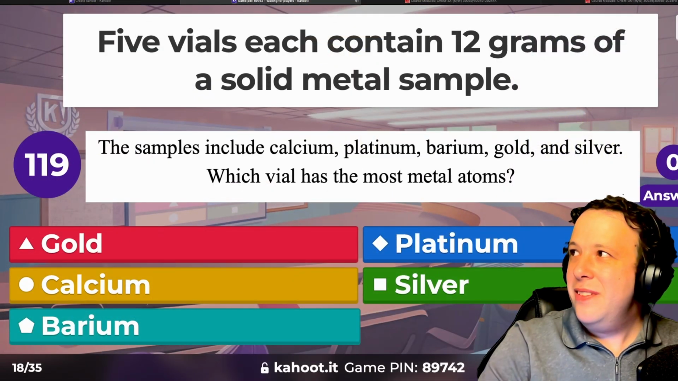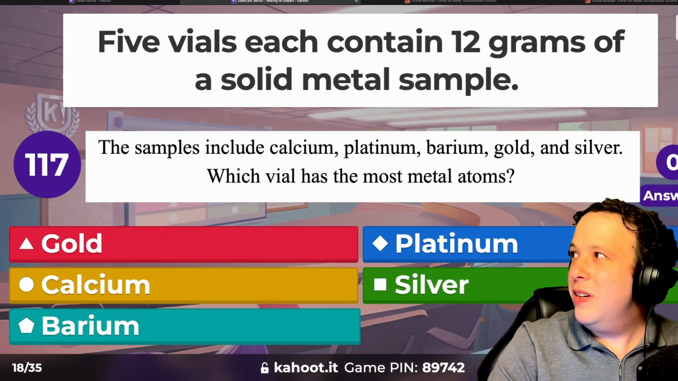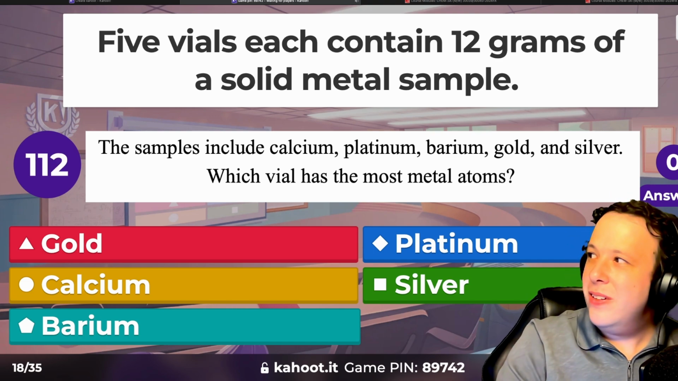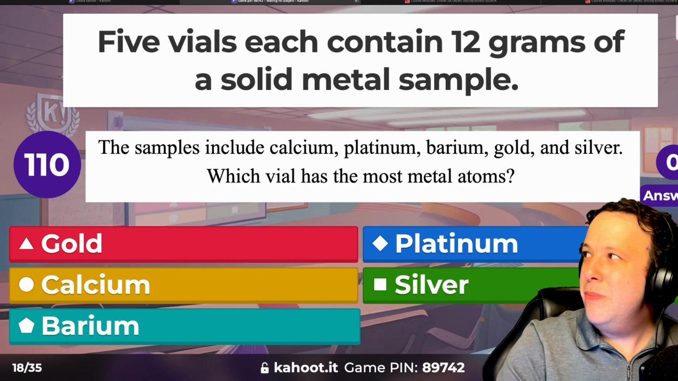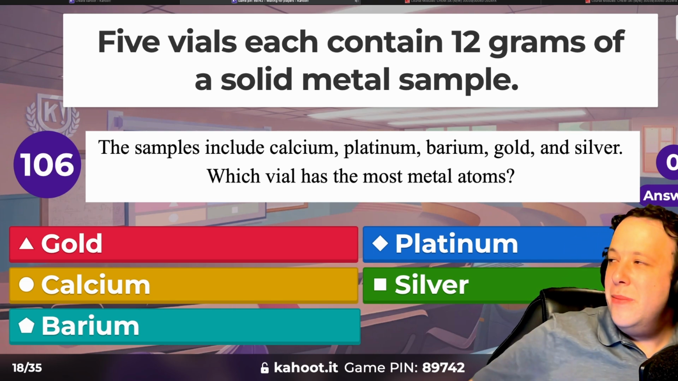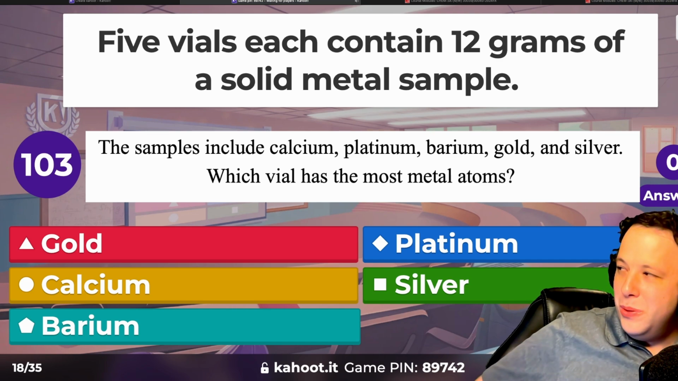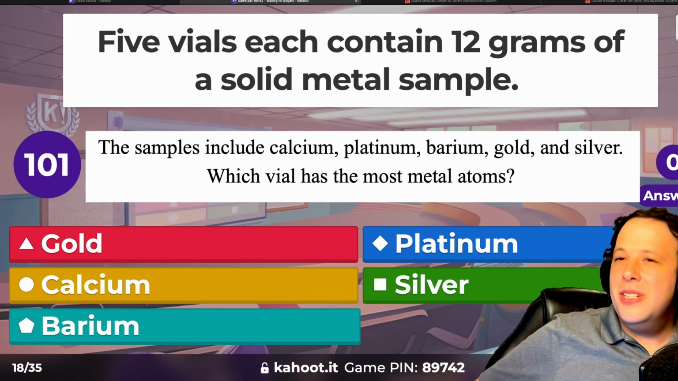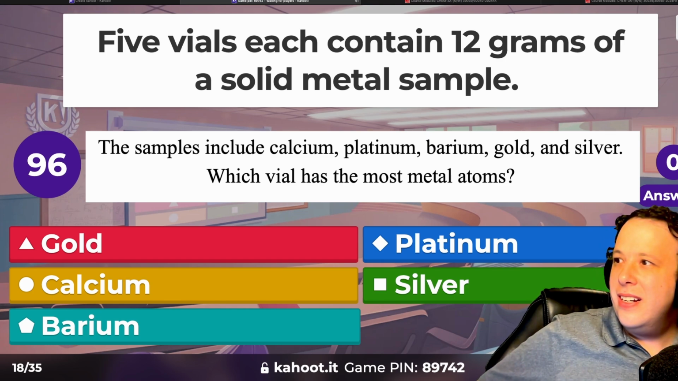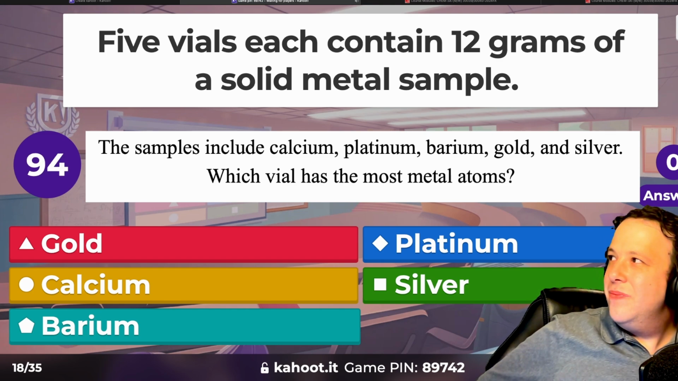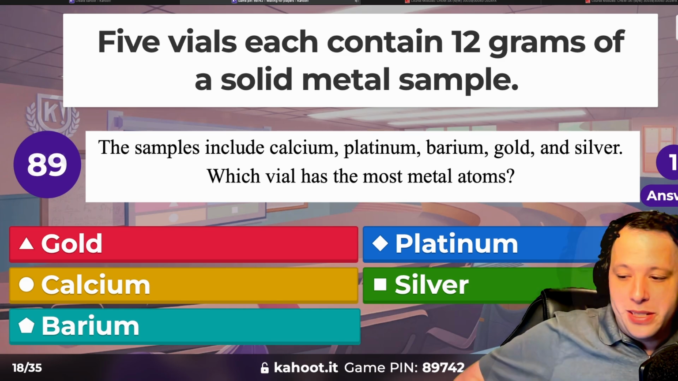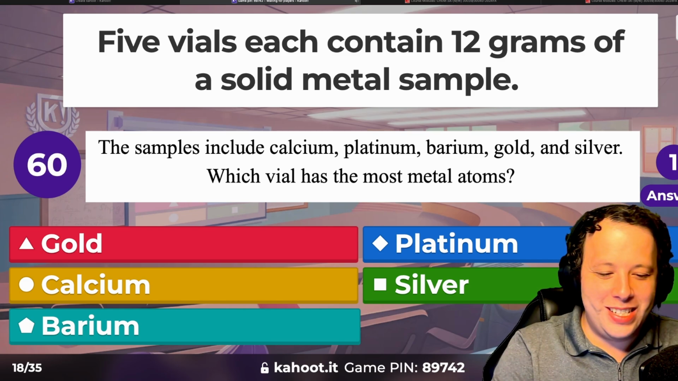You have 5 vials, each containing 12 grams of a solid metal sample. Which vial has the most metal atoms? So you have calcium, platinum, barium, gold, and silver. Which one would have the most atoms inside of the vial? They each contain 12 grams of that substance. When you realize the trick, you'll see that it's actually not so bad.